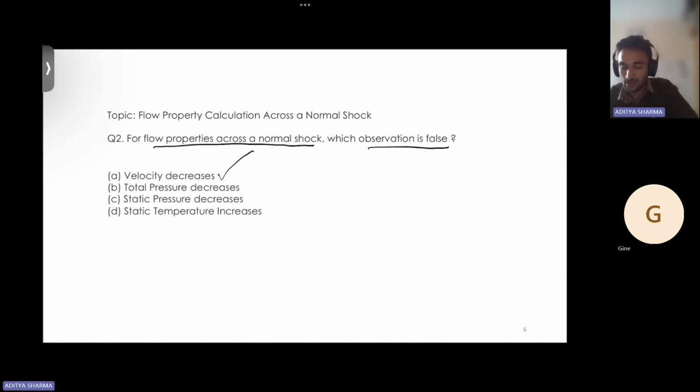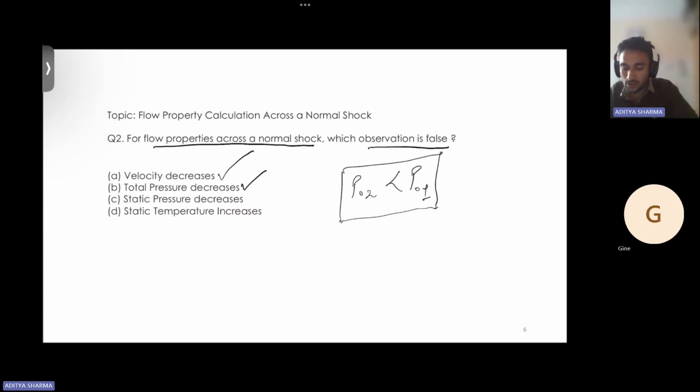So as we know, across a normal shock, obviously the velocity decreases as the flow moves across a normal shock. But then what happens to total pressure? Does it decrease or increase? So in any case, the pressure is not going to increase. All right, total pressure is not going to increase, but we see that there are pressure losses as a flow moves across a normal shock. All right, so the second option is also correct.